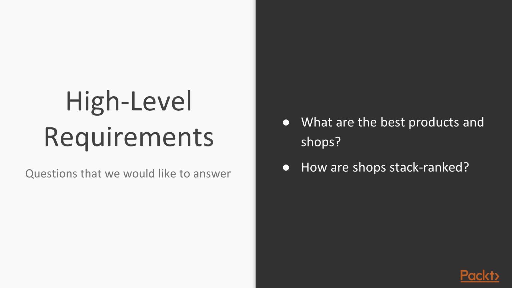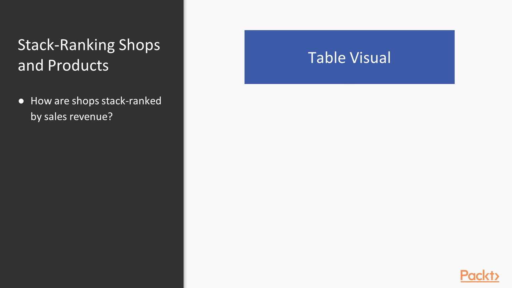So this time, stakeholders want to rank shops and products by sales. They also want to know what the best shops and products are and how they are staying ranked between each other. So we will start with making a table visual in Power BI.